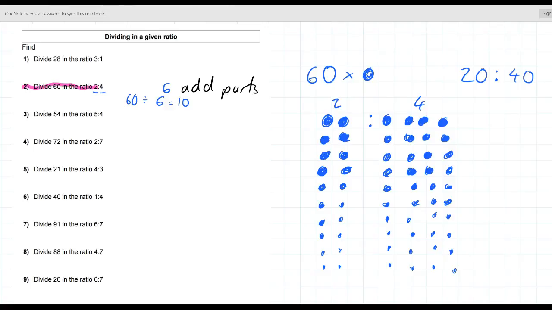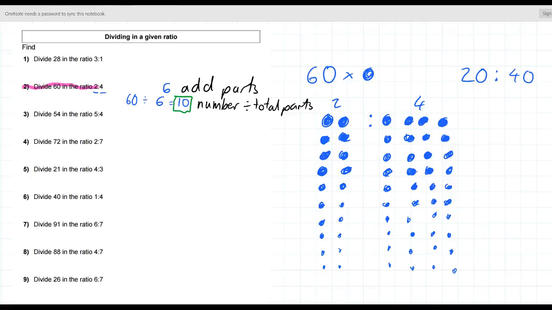Okay, so number divided by total parts. Okay, and that gives you how many groups of that ratio you need. Okay, then we've got to times our answer, our 10, this magic number here, by both parts.